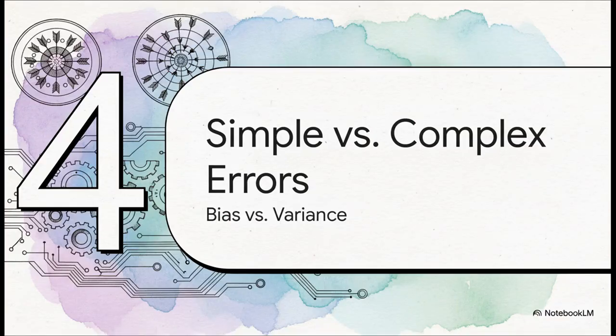Okay, we're going to get a little more technical for a minute, but I promise it's worth it. We need to talk about bias versus variance. And right off the bat, I have to be super clear. When we say bias here, we're talking about a statistical thing, not the social or ethical bias that we talk about a lot. Totally different concept.